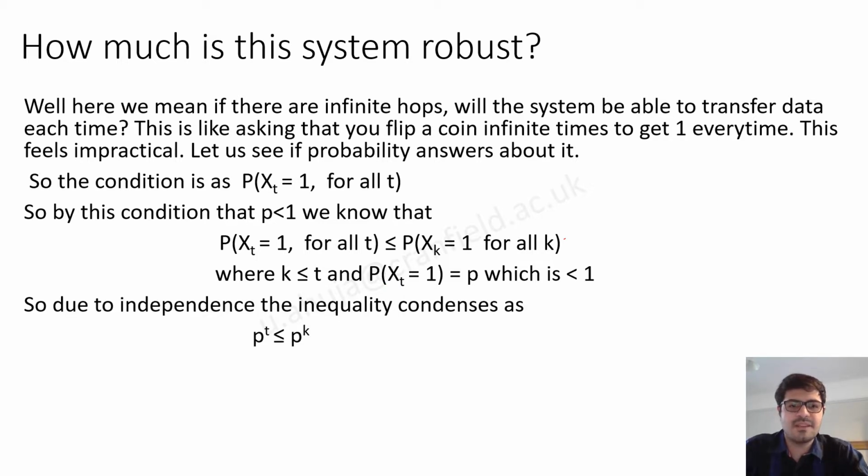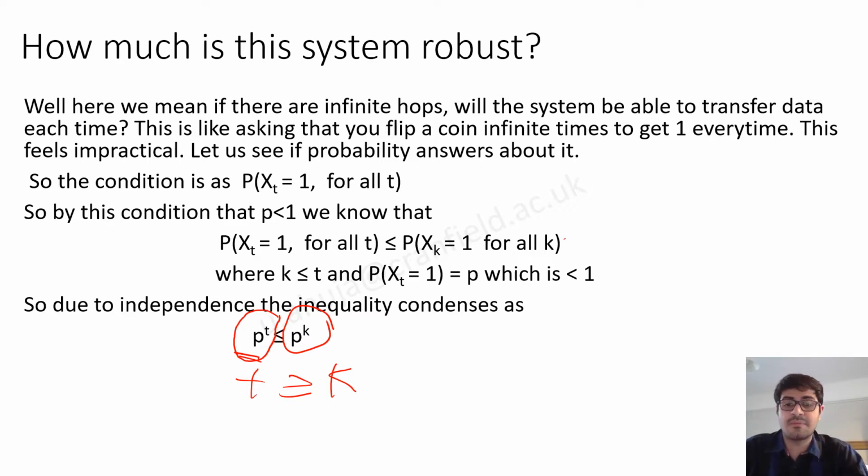So due to independence, the inequality condenses as P of p to the power t less than P of k. Since the number of multiple hops, we consider the probability of occurrence of success between all the communications to be p. Since all the systems are independent, the total probability of multiple hops with t number of hops will be P of t, which will be very less than P of k for t greater than or equal to k. So for t greater than or equal to k, we have this condition.